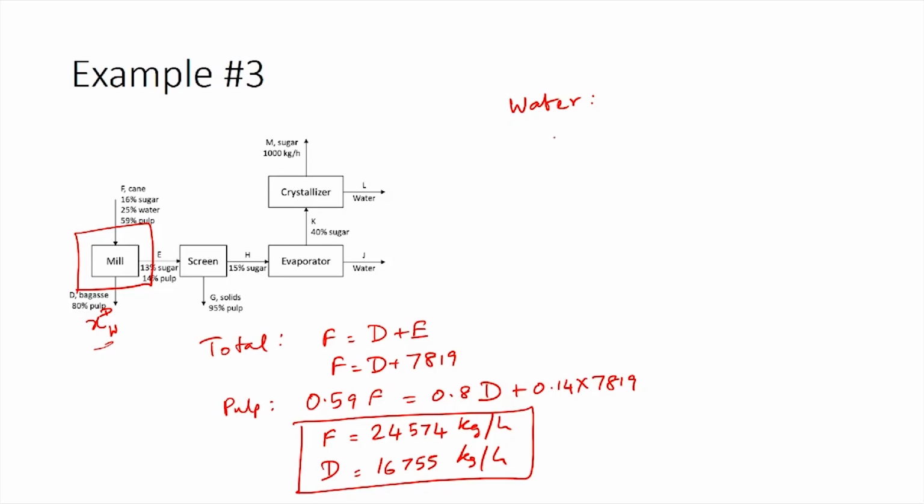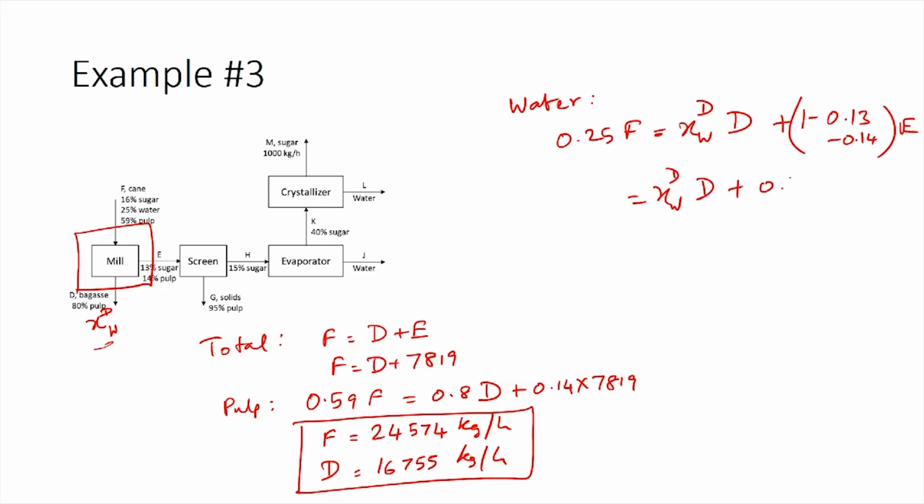So, the water balance would be 0.25 times F equals XWD times D plus (1 minus 0.13 minus 0.14) times E. So, this gives you XWD times D plus 0.73 times E.